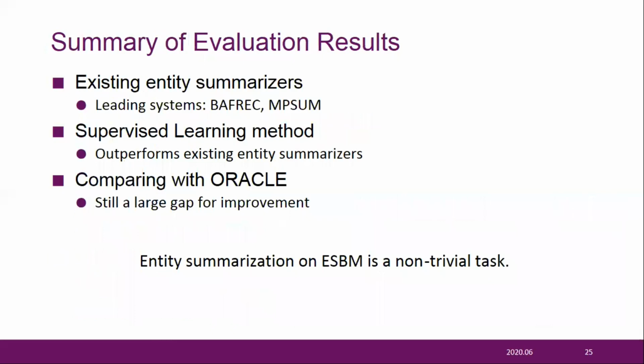So, in summary, this evaluation shows the following findings. Among the existing anti-summarizers, BAFRIC and MapZoom show the highest performances. However, none of them are comparable with our straightforward implementation of supervised learning methods. And all these results are still far away from the best possible performance represented by Oracle. Therefore, anti-summarization on ESBM is a non-trivial task, and we invite researchers to experiment with their new ideas on ESBM.